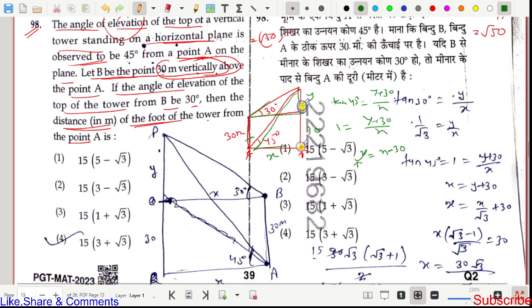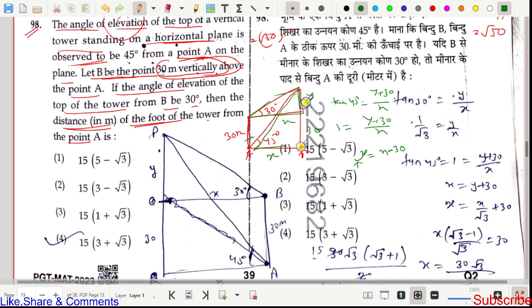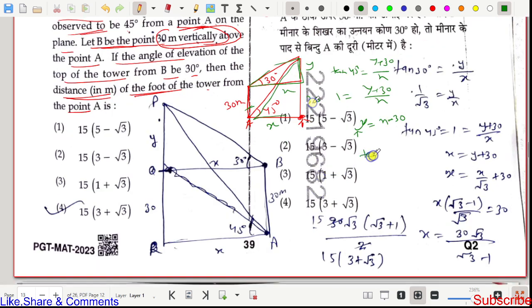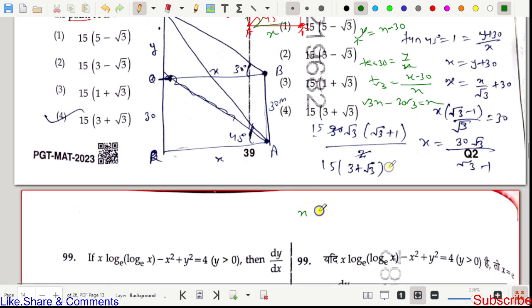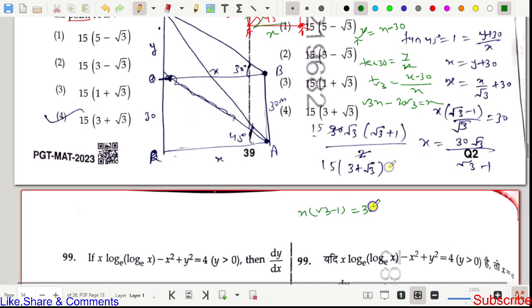Now we apply the second triangle. This side also will be x, so tan 30 will be y by x. Tan 30 is 1 by root 3. The value of y is x minus 30, so we get root 3 x minus 30 root 3 equals x. Taking x common, x times (root 3 minus 1) equals 30 root 3, so x is 30 root 3 divided by root 3 minus 1.